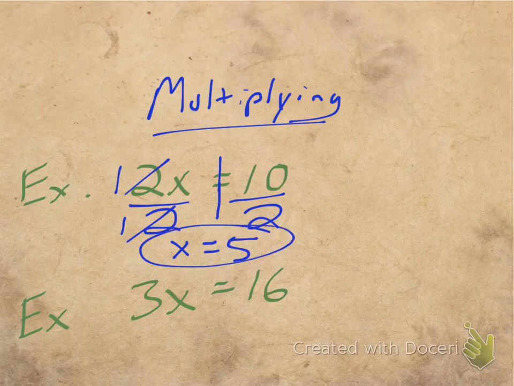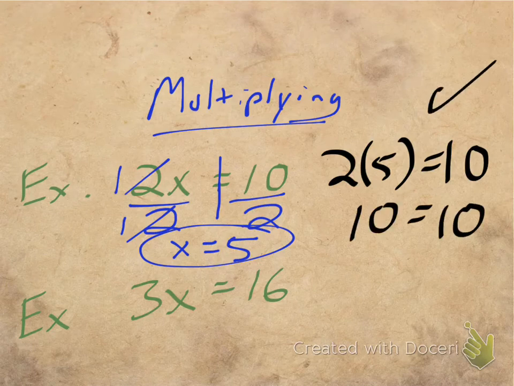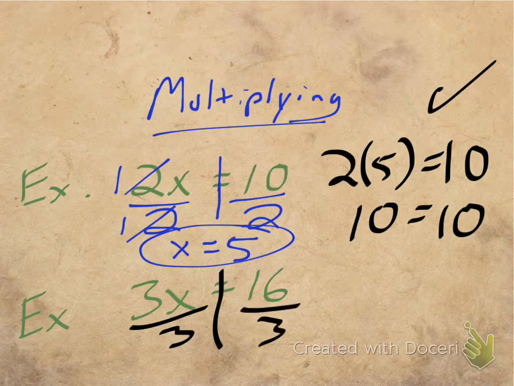Let's try it out. 2, instead of x, I'm going to put a 5, equals 10. 2 times 5 equals 10, and it checks out. Let's try this one down here. Divide this side by 3, this side by 3. Those cross out, because 3 divided by 3 is 1. We get x equals 16 over 3.